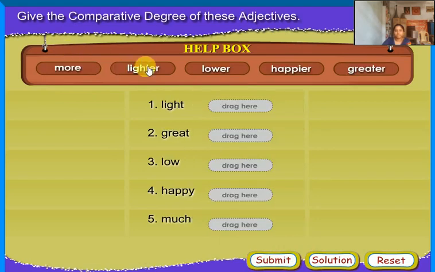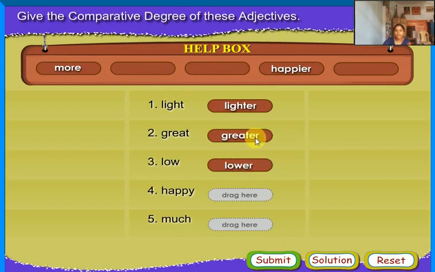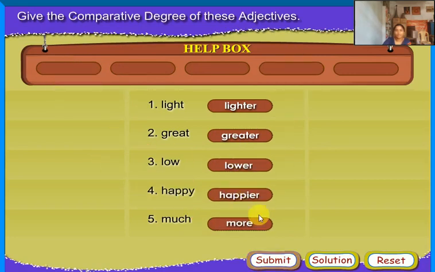Light. Give the comparative degree of these adjectives. Light, lighter. Great, greater. Low, lower. Happy, happier. Much, more.